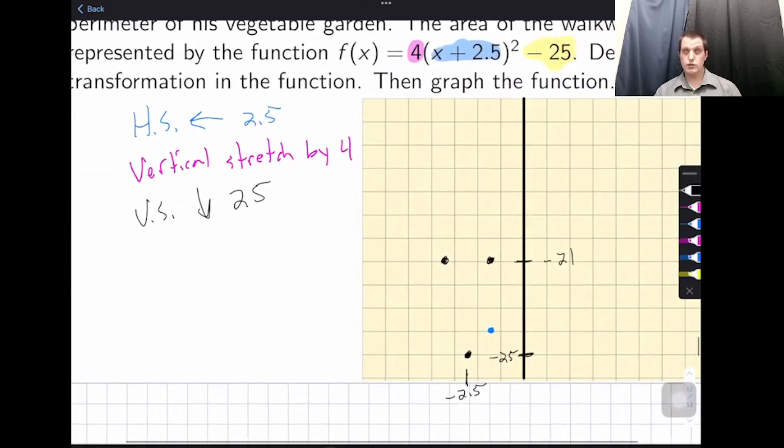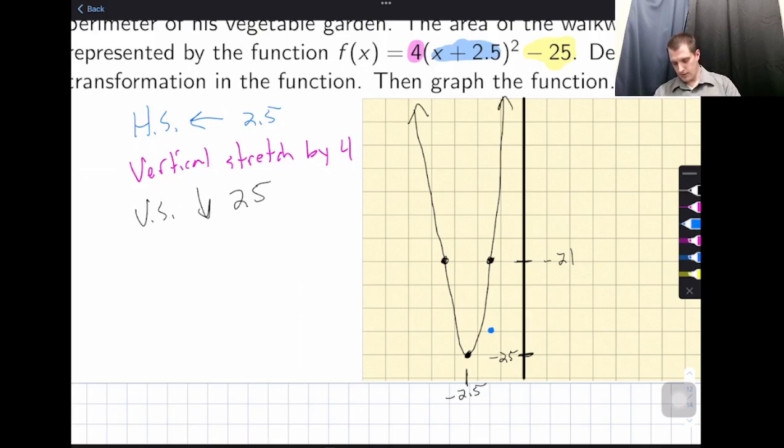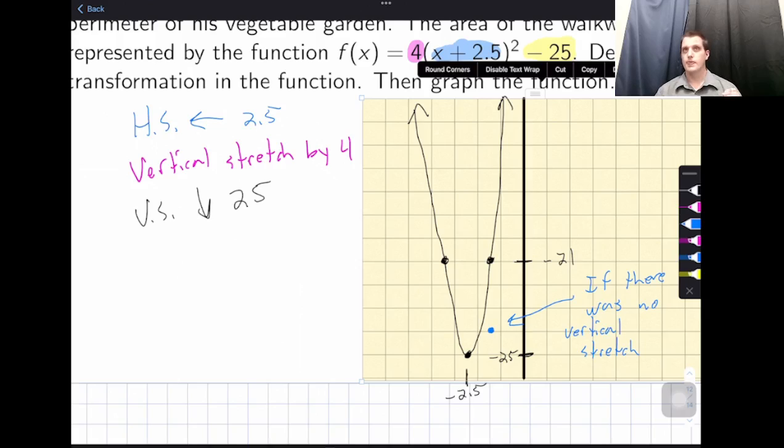And because this graph is stretched really high, I'm going to just go ahead and draw it. Keep in mind that this point is if there was no vertical stretch. But there is. So we just took that number, that up by 1, and multiplied 1 by 4, and it got a little bit higher. All right, folks, that's it. That's probably the longest one I've done so far for Algebra 2.